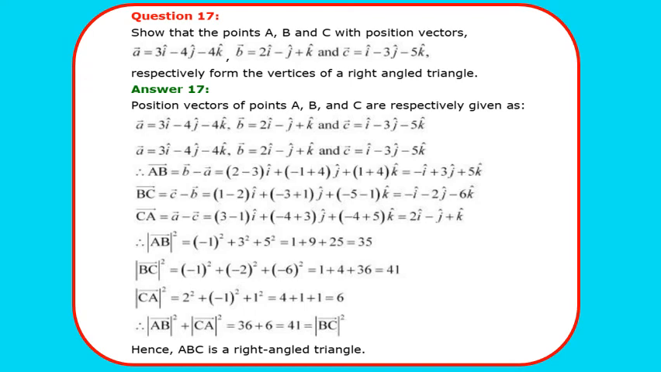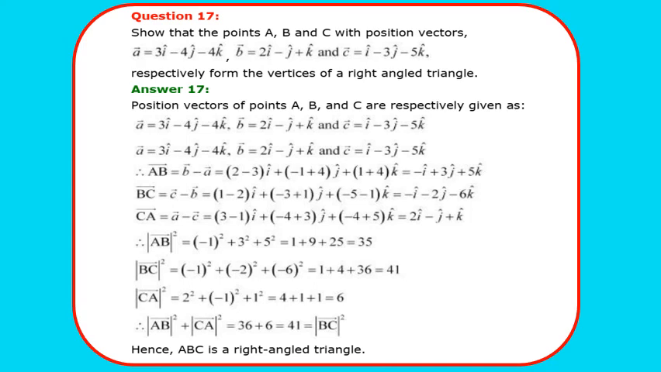So vector AB will be equal to B minus A, that is 2 minus 3 i plus minus 1 plus 4 j plus 1 plus 4 k equals minus i plus 3j plus 5k. Similarly BC will be C minus B, which will give minus i minus 2j plus minus 6k, and vector CA will be equal to vector A minus C, that is 2i minus j plus k. Now magnitude of vector AB square equals minus 1 square plus 3 square plus 5 square, which equals 35. Magnitude of BC square equals minus 1 square plus minus 2 square plus minus 6 square, which is equal to 41. And magnitude of CA square equals 2 square plus minus 1 square plus 1 square, which is equal to 6.